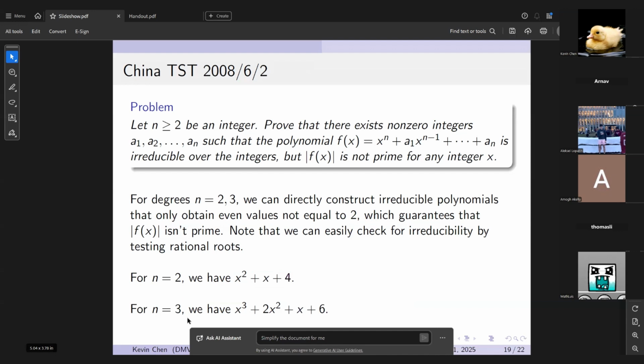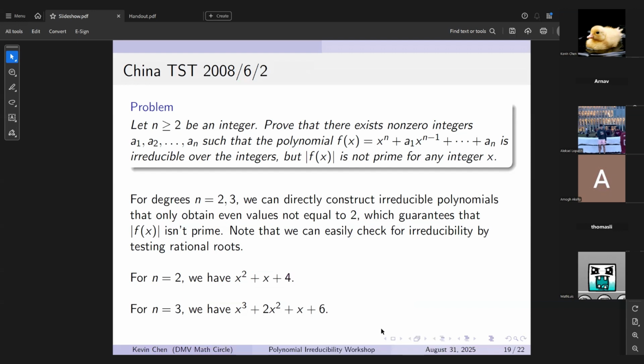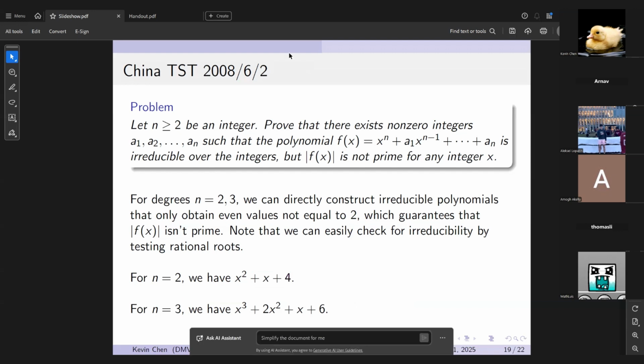And for n equal to 3, we have the function x cubed plus 2x squared plus x plus 6. That works because, again, we can do casework on x's parity, and we can also set it equal to 2 and make sure there aren't any integer roots.